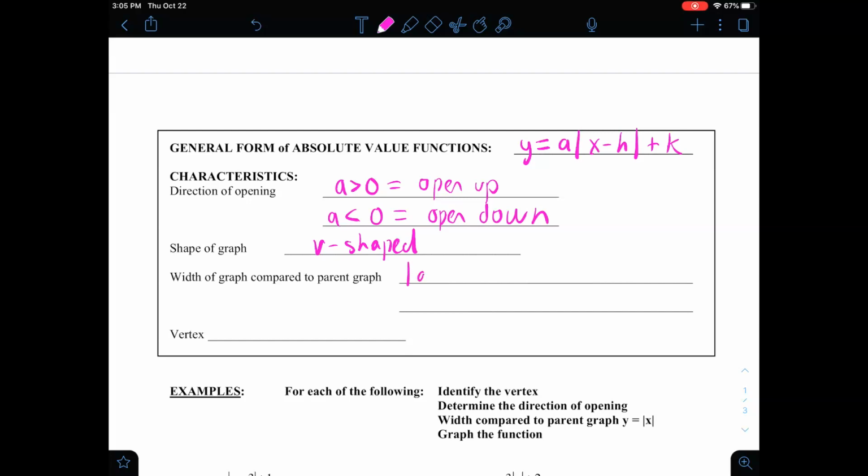Okay. And the width of the graph compared to the parent graph: if the absolute value of a is less than 1, that's going to be wider than the parent graph. And if the absolute value of a is greater than 1, that's going to be narrower than the parent graph. And the vertex of this is going to be (h, k).